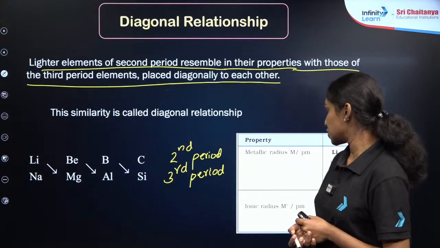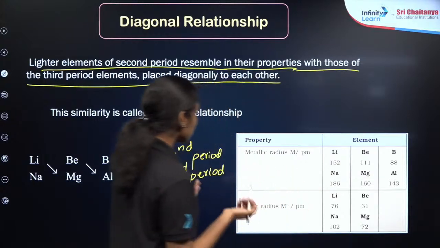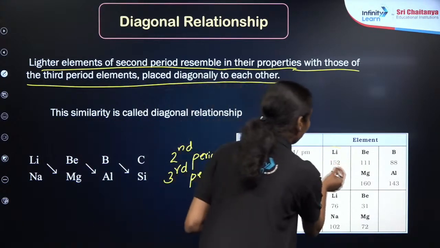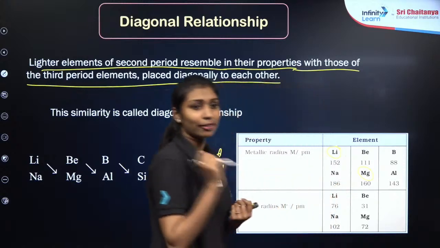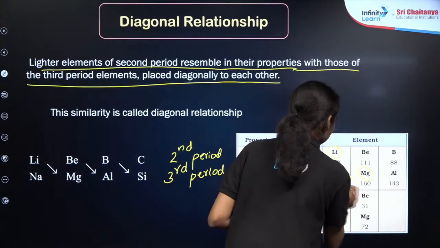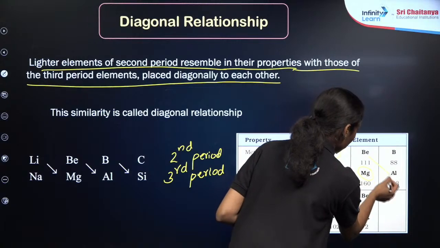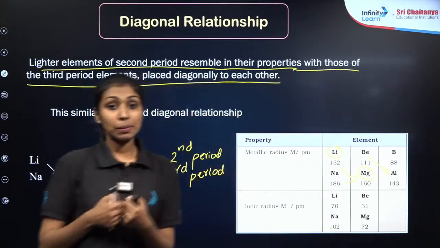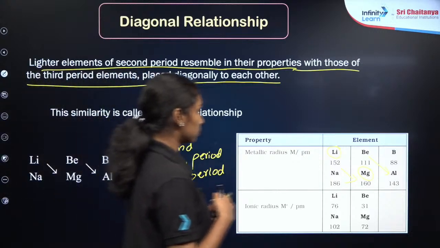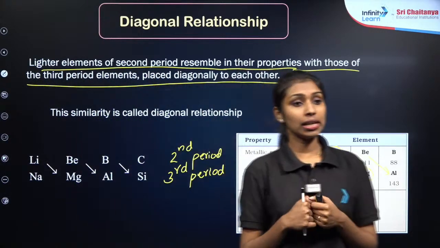These are the diagonal relationships. As you can see here, the values are also given. In the case of metallic radius, lithium and magnesium have almost similar values, 152 and 160. Similarly, beryllium and aluminum also resemble in properties like ionic radii, atomic radii, metallic radii and so on. Clear?